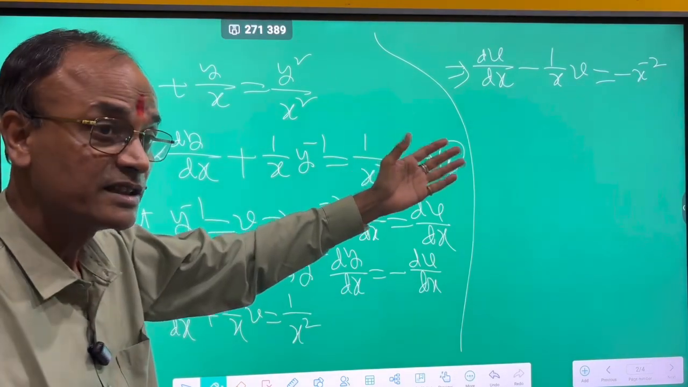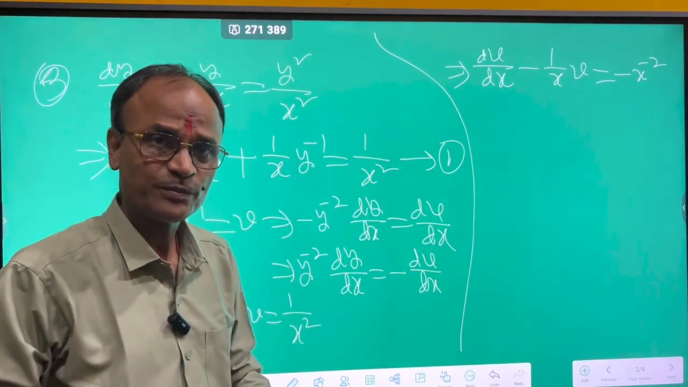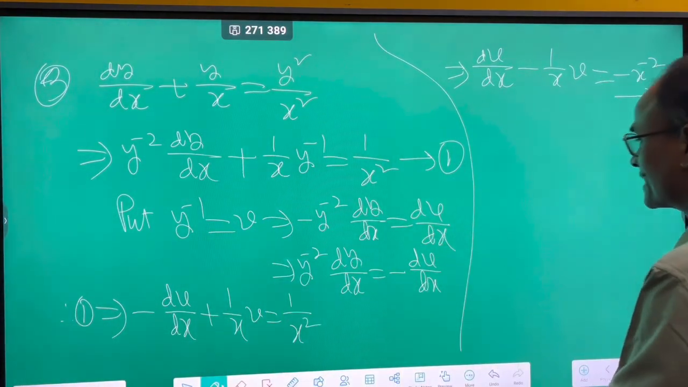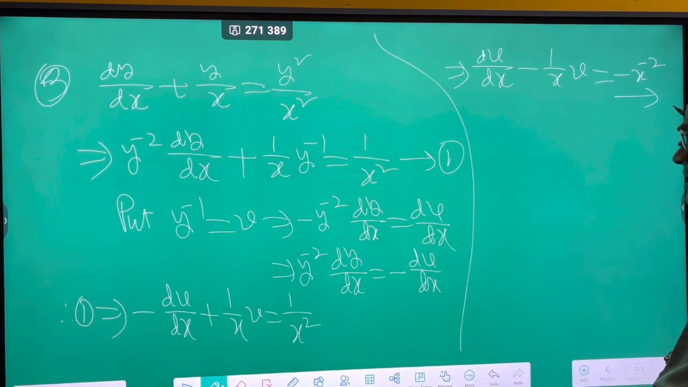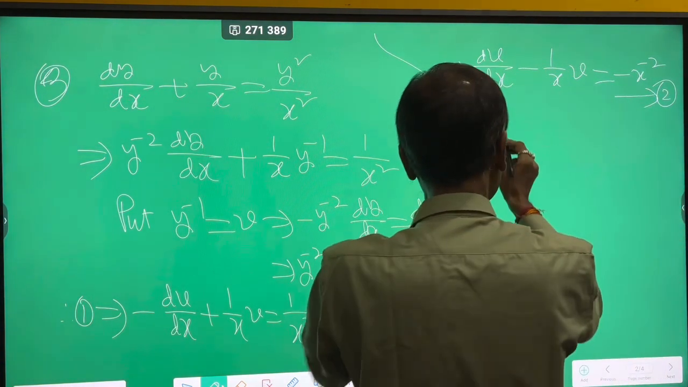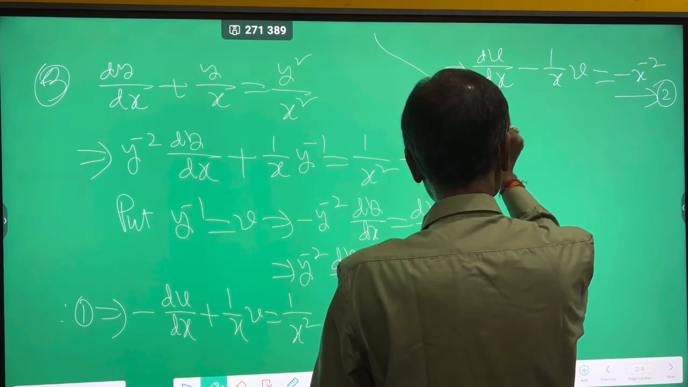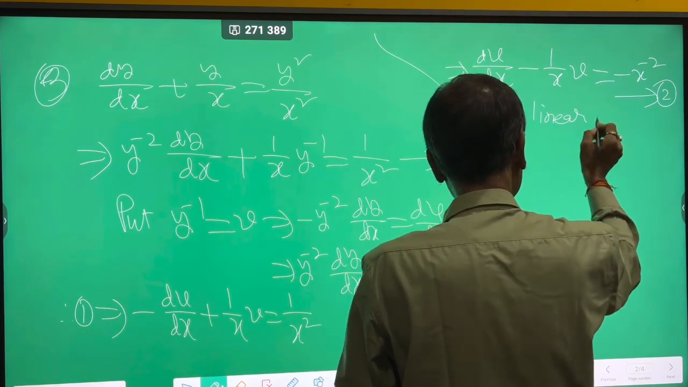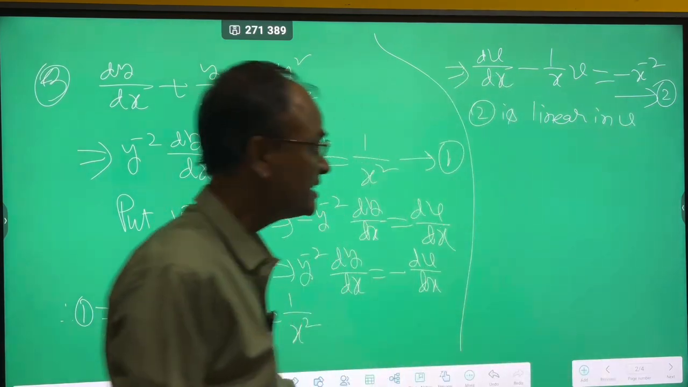What is this? This is a linear differential equation of first order and first degree. Suppose this is number 2. Number 2 is linear in v.